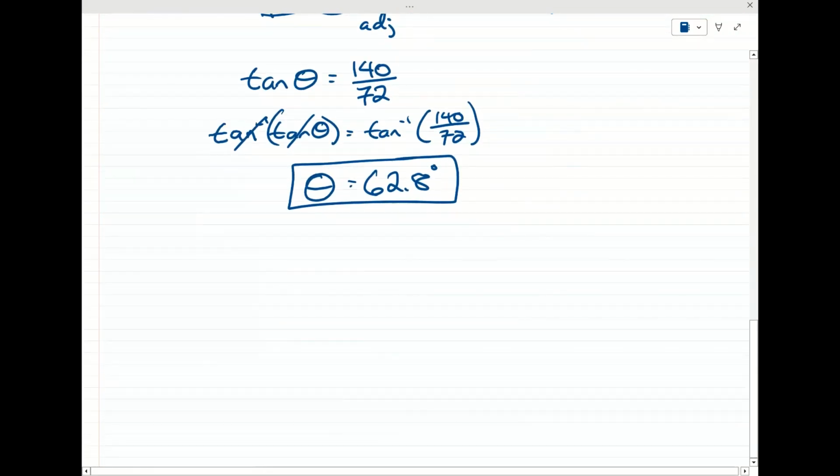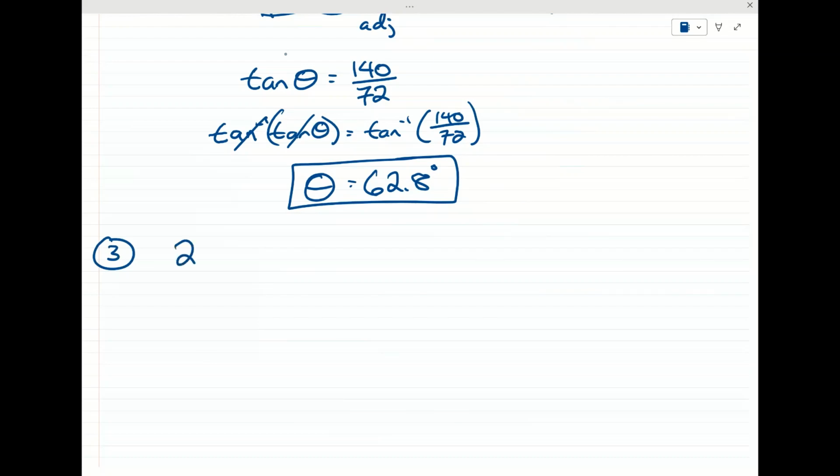Okay, and then the last problem on the calculator section says, let's do 2. Let me see. I'll come up with a good one here. Let's do 3 times the secant squared theta minus 11 secant theta plus 6 is equal to 0.